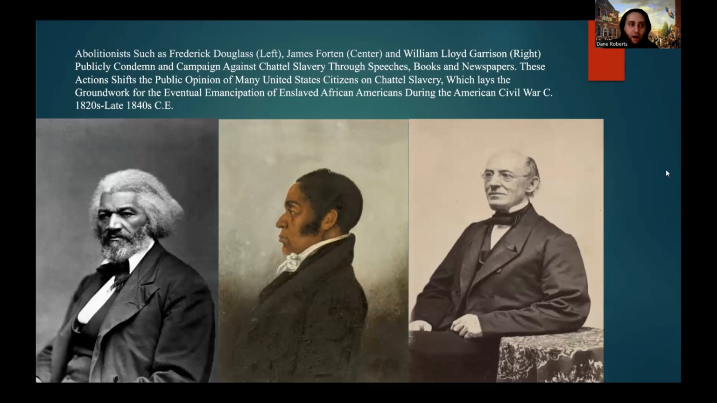At the same time, abolitionists such as Frederick Douglass, James Forten, and William Lloyd Garrison would publicly condemn and campaign against chattel slavery through speeches, books, and newspapers, with these actions shifting the public opinion of many United States citizens on chattel slavery, which in turn would lay the groundwork for the eventual emancipation of enslaved African Americans during the American Civil War. And again, much like the early women's suffrage movements, these campaigns would happen between the 1820s and late 1840s CE. And of course, well afterwards into the 1850s and 60s, but we're again talking about the Jacksonian era specifically.